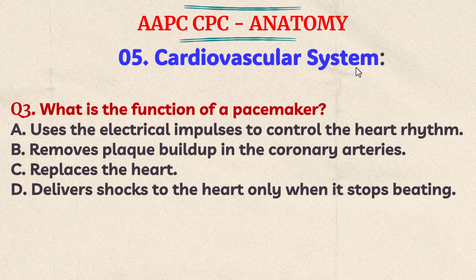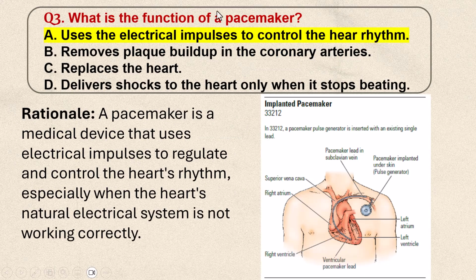Question number 3. What is the function of a pacemaker? A. Uses electrical impulses to control the heart rhythm. B. Removes plaque buildup in the coronary arteries. C. Replaces the heart. D. Delivers shock to the heart only when it stops beating. So the correct answer is A. Uses electrical impulses to control the heart rhythm.